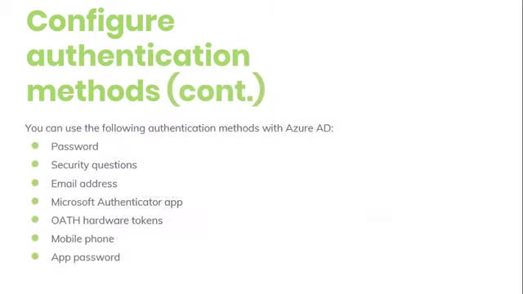Okay, now come to the third exercise, configure authentication method. Oh, sorry, it's not an exercise. Now we continue from the previous slide. Azure authentication methods. Password. This is the only method that can't be disabled.